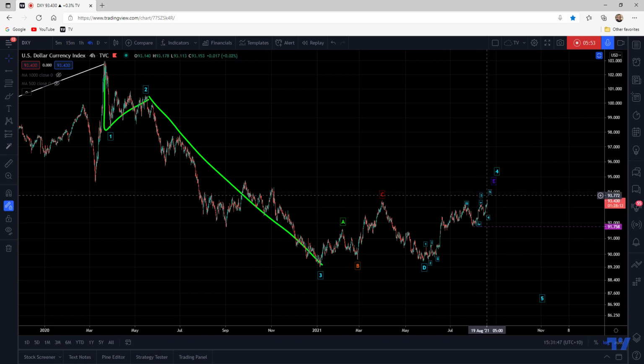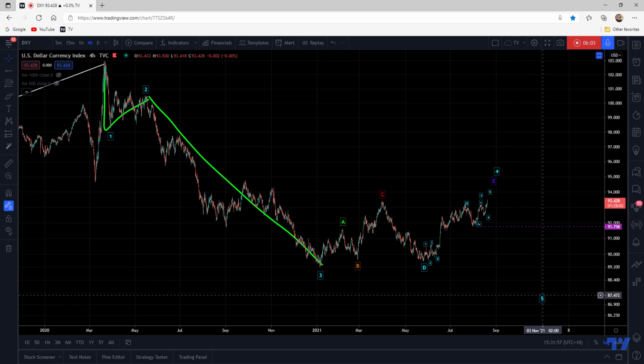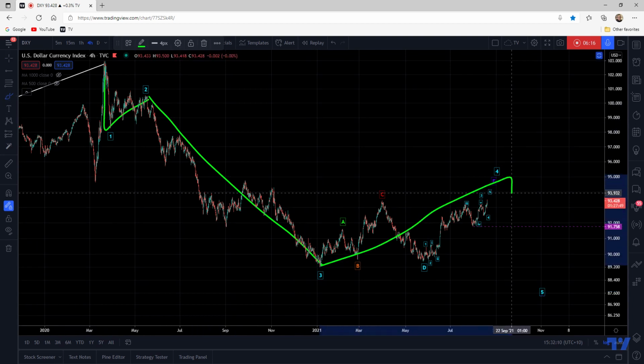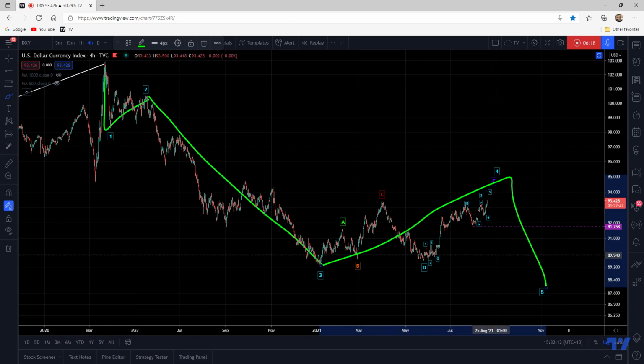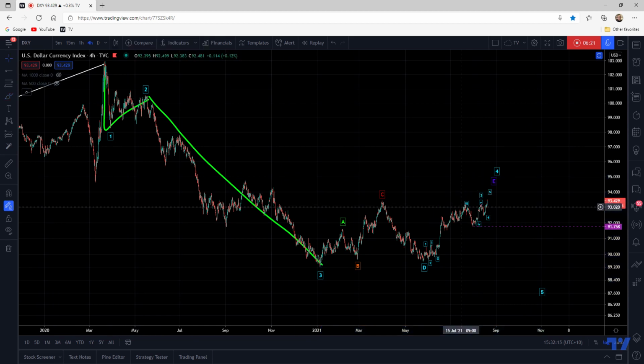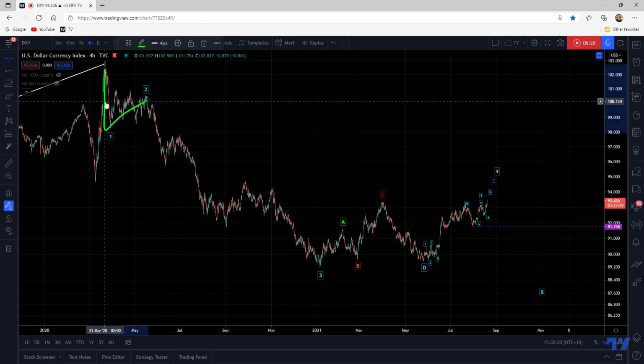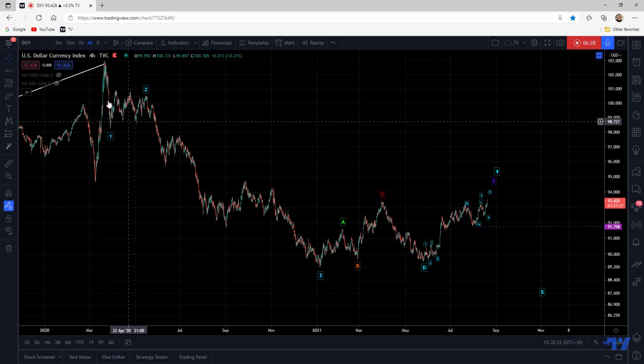Now, this coincides with what I'm expecting in XLM, okay, and Bitcoin. One more move to the downside for the purpose of finishing off a pattern that started in March 2020. Okay, so all in all, it'll be wave 4 and then 5. Simply put, that's a 5-wave move. And this is also part of what I consider a CDE pattern on a larger degree, right?